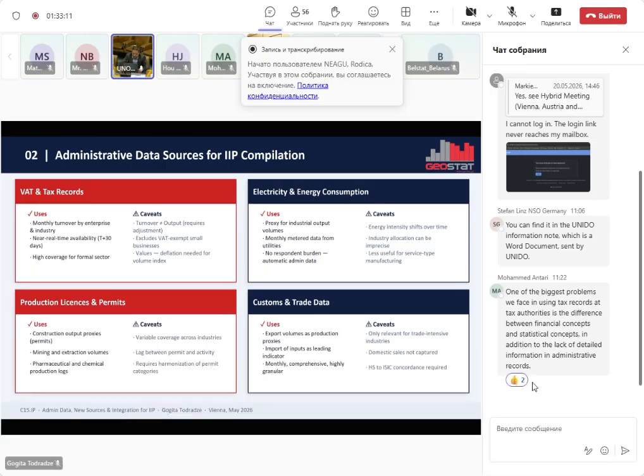The point is not to list these sources. It is to provide NSOs with a structured framework for evaluating each source against their national IIP requirements. That is what our IIP guidance currently lacks.